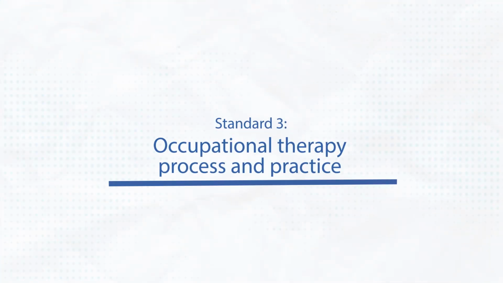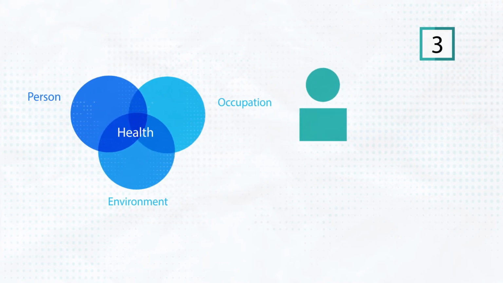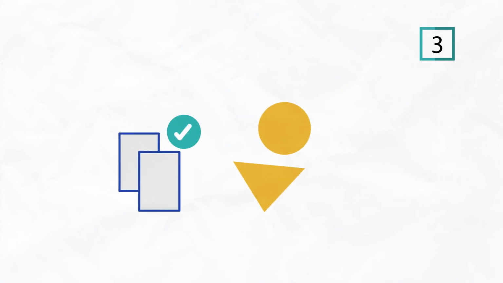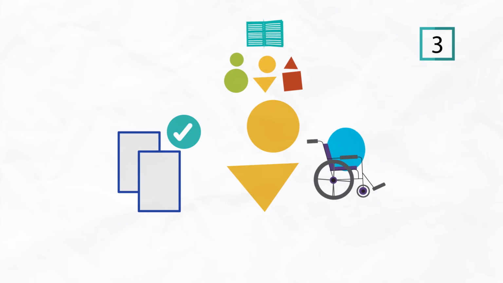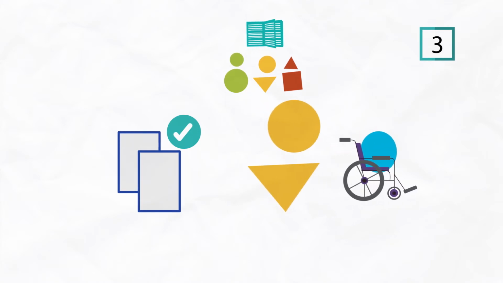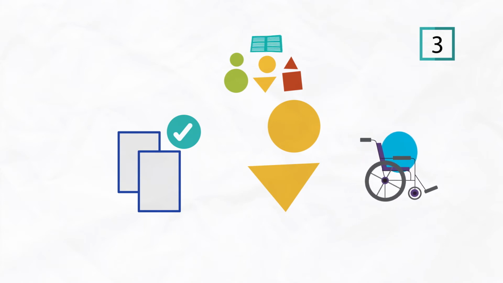Standard 3. Occupational Therapy Process and Practice. An occupational therapist's practice acknowledges the relationship between a person and their health, occupation and environment. And their practice is client-centred for individuals, groups, communities and populations. Standard 3 addresses occupational performance, collaboration and goals, and outlines the need to implement culturally responsive and safe practice strategies to suit the occupational therapy goals and environment of the client.